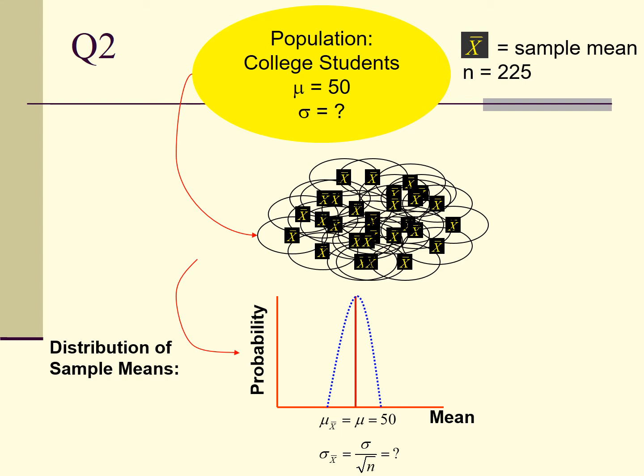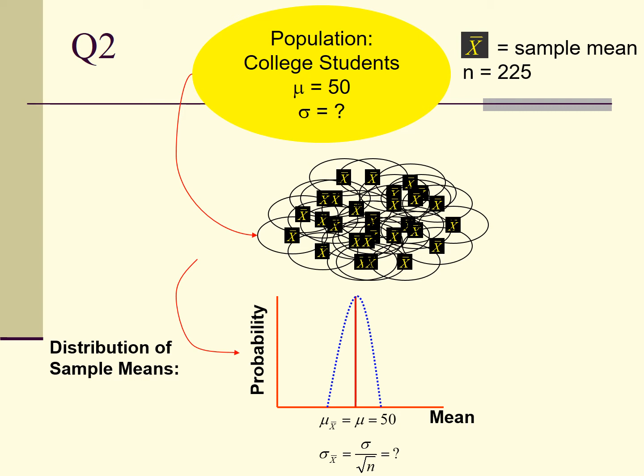The mean of this distribution is 50, and we don't know the standard error of this distribution, because to compute the standard error, we need to know the population standard deviation. However, in this question, sigma is not given. So it is a one-sample t-test.